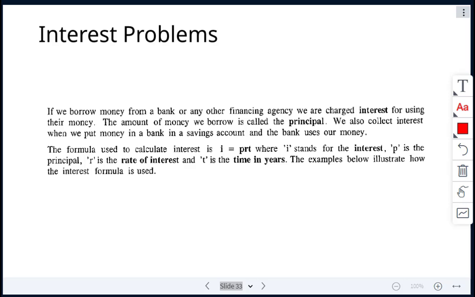If you put money in a savings account and the bank is using our money, then they will give us interest. There is a formula that we use to calculate interest. It's I equals PRT.